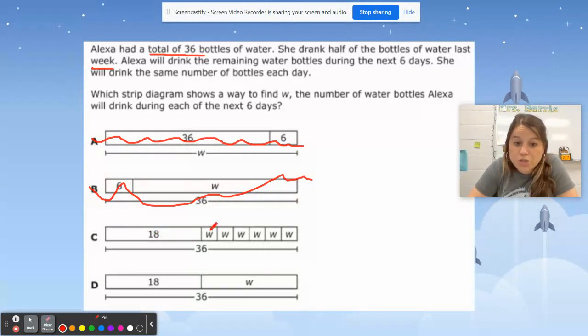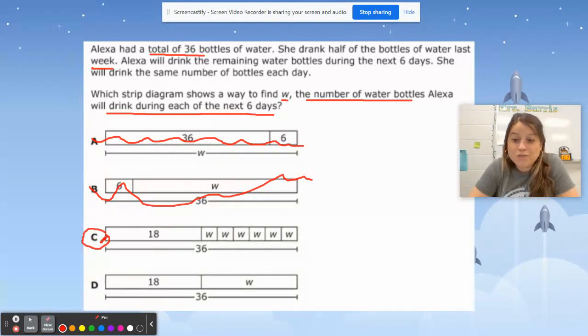The next 6 days, she's going to drink them evenly. Okay, well, this is showing me day 1, day 2, day 3, day 4, day 5, day 6. This is just showing me one amount. Okay, let's see which one we're looking for. Which strip diagram shows a way to find W, the number of water bottles Alexa will drink during each of the next 6 days. So I really want to know each of the next 6 days, not the 6 days altogether. I want to know each day how much she's drinking. So that's going to tell me that C is the correct answer.